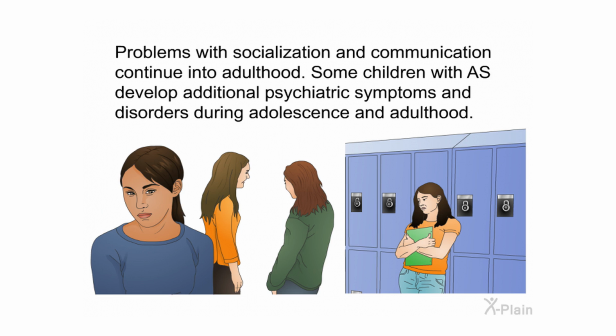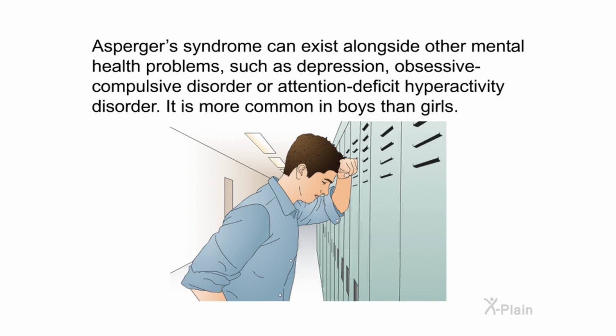Problems with socialization and communication continue into adulthood. Some children with AS develop additional psychiatric symptoms and disorders during adolescence and adulthood. Asperger syndrome can exist alongside other mental health problems, such as depression, obsessive-compulsive disorder, or attention deficit hyperactivity disorder. It is more common in boys than girls.